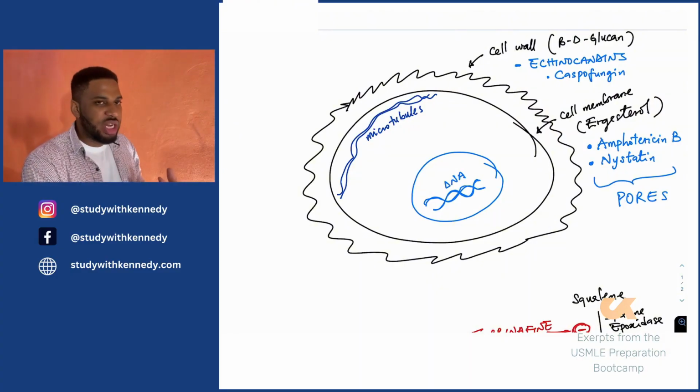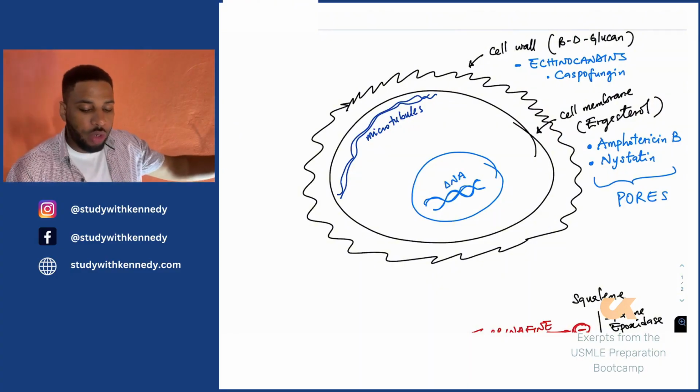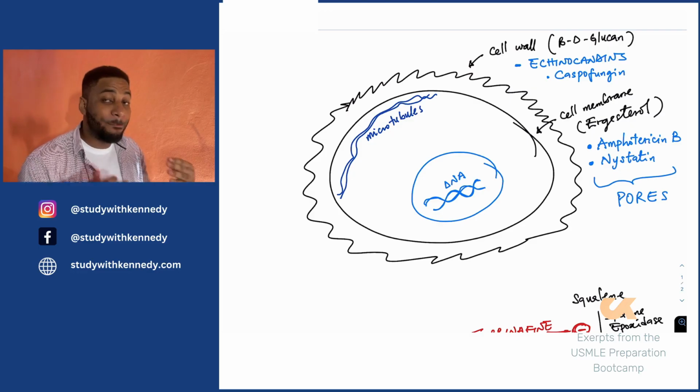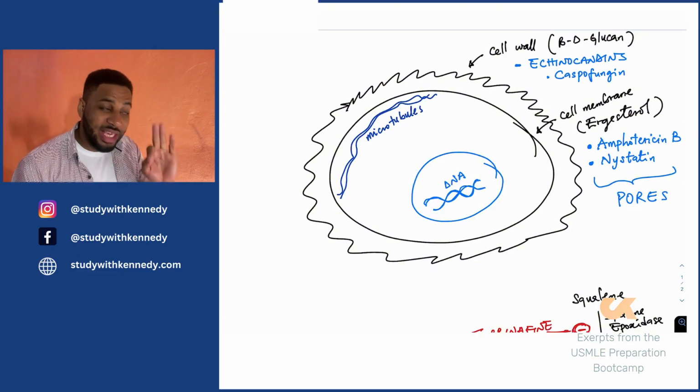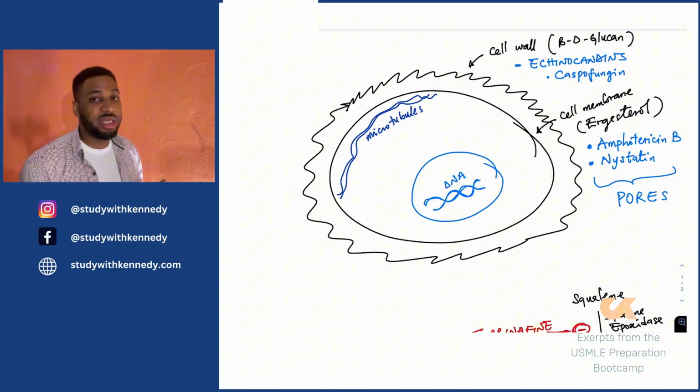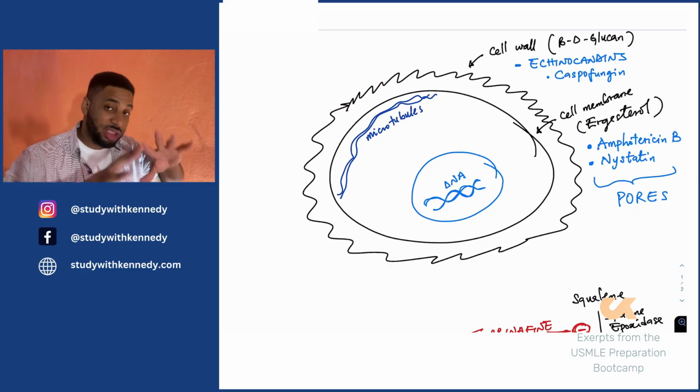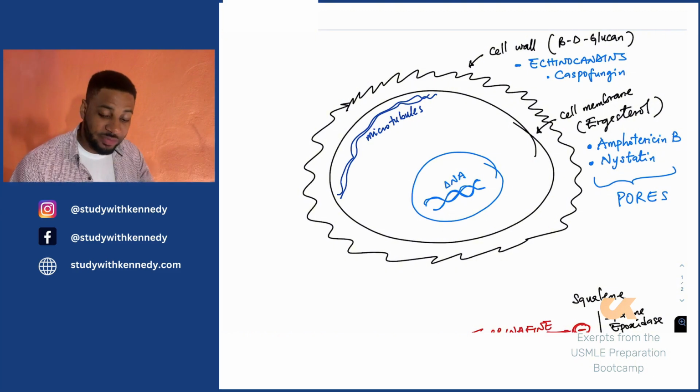We can destroy the fungi by destroying its cell wall. The cell wall contains what? Beta-D-glucan. And what was the medication that inhibited the cell wall? Echinocandins. Classic medication, Caspofungin. Echinocandin is the class name. Caspofungin is the specific name.